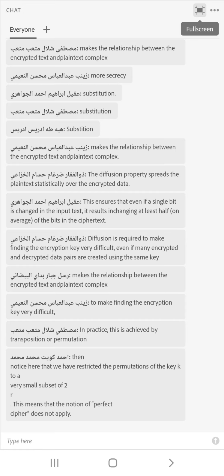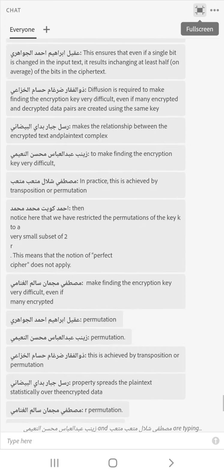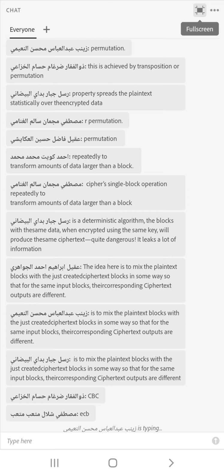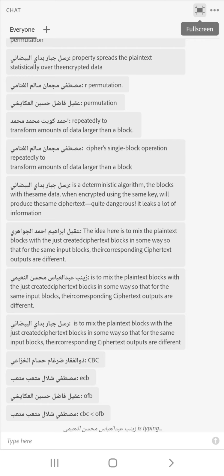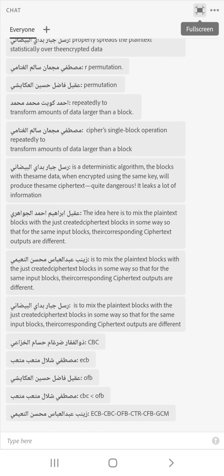What are some modes of operation for block ciphers? Can you name them? Yes, CBC, ECB, OFB, CTR, CFB, etc.